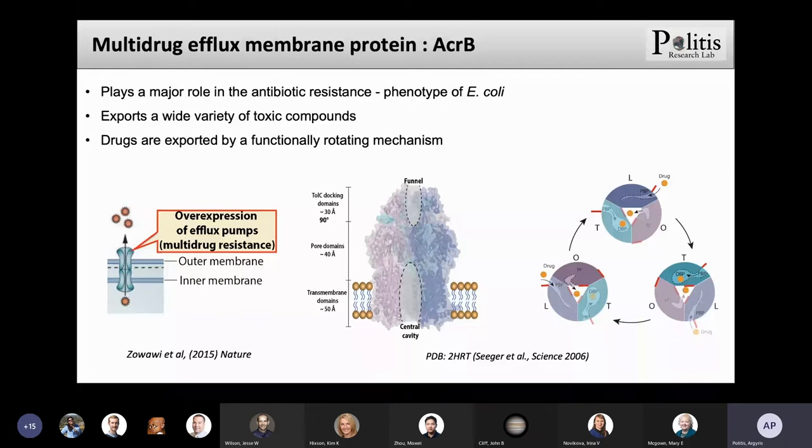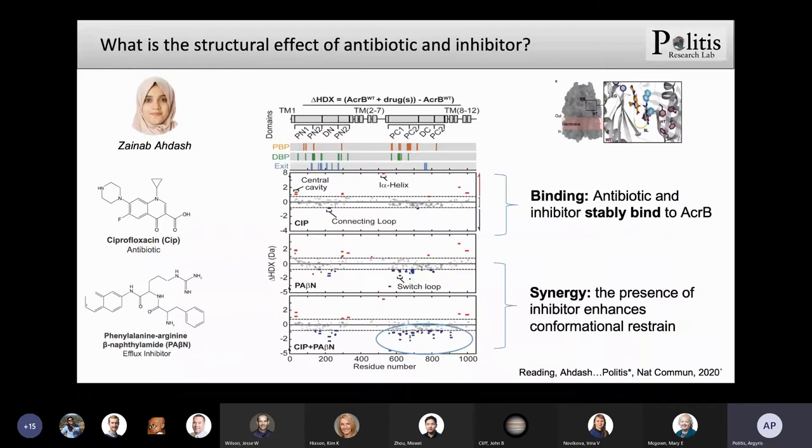where the drugs are either bound to the conformation or released, and there are also two different binding sites, the proximal and the distal binding site. So we wanted to see in our studies what the structural effect of an antibiotic and an inhibitor is on the transporter. We carried out experiments with the antibiotic ciprofloxacin, which we call CIP, and also with a known efflux inhibitor. As you can see, we have the antibiotic and inhibitor stably bound to AcrB. We can identify the binding site.